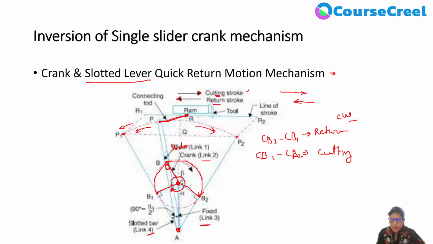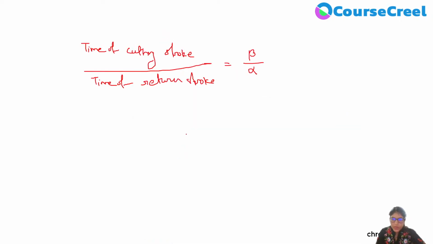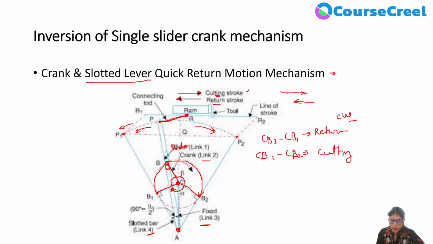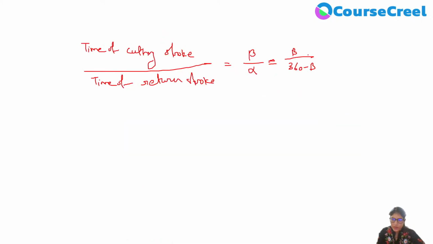Right. Now here we can define beta, or we can convert this into a single variable. So beta will be, and alpha will be 360 minus beta, right, from here. So alpha will be 360 minus beta. So here it will be 360 minus alpha divided by alpha. So this can be our equation, right? Now this is the ratio of time of cutting stroke and time of return stroke.